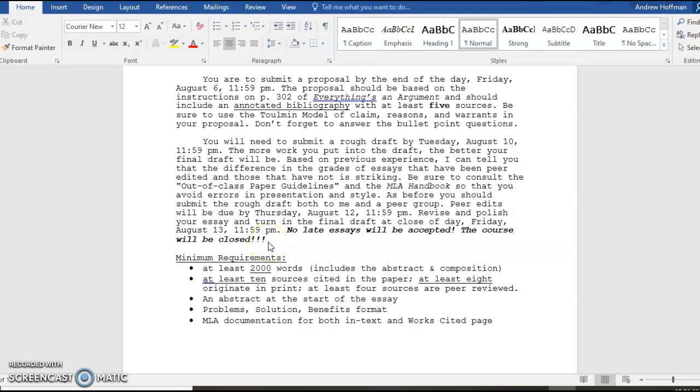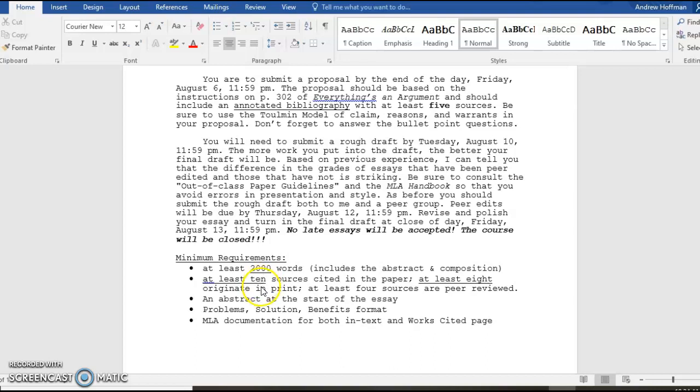So our minimum requirement is at least 2,000 words. Trust me, if you're doing this paper properly, you will be way beyond 2,000 words. I'm not looking for 3,000 or 4,000 words, obviously, and especially in the summer session, that's probably not very realistic. But I have had students turn in papers that were indeed that long. But it just needs to be at least 2,000 words.